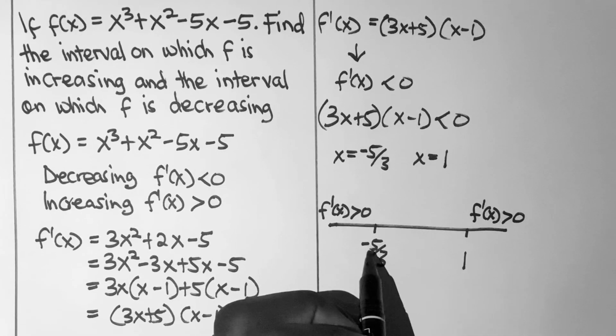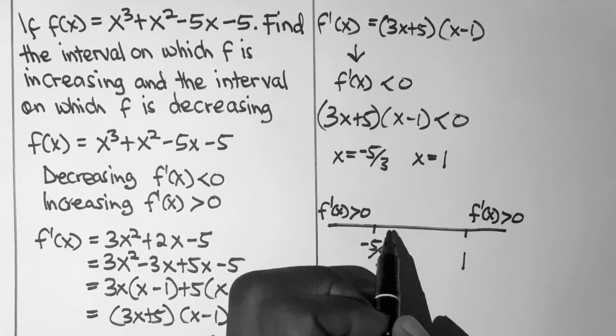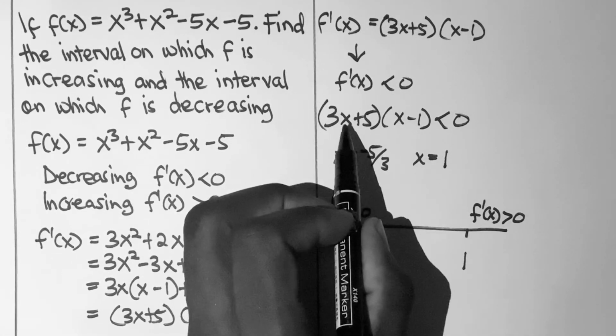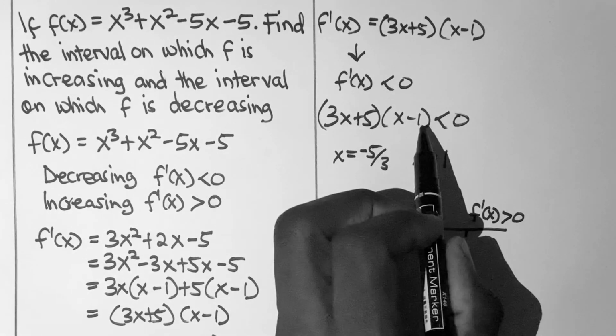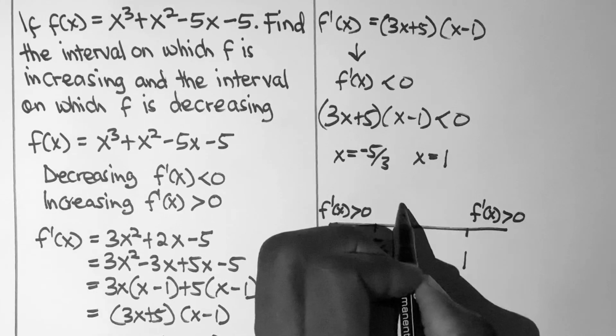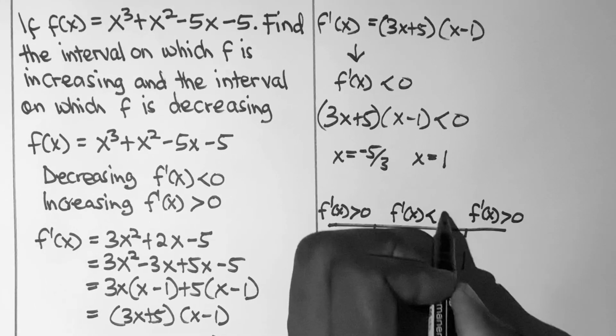Now let's pick values between minus 5 over 3 and 1, for example, 0. 3 times 0 is 0. 0 plus 5 is 5. And then 0 minus 1 is minus 1. 5 times minus 1 is minus 5. So in this region, f prime of x is less than 0.